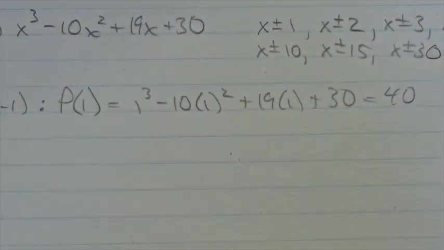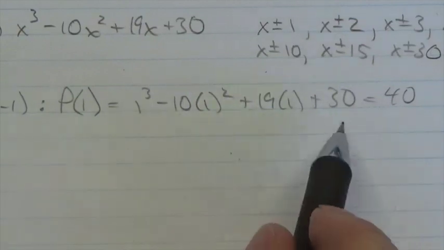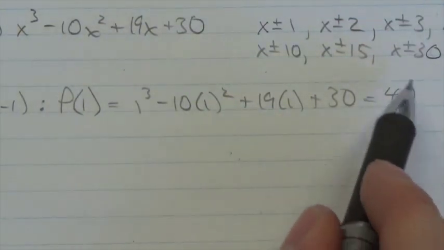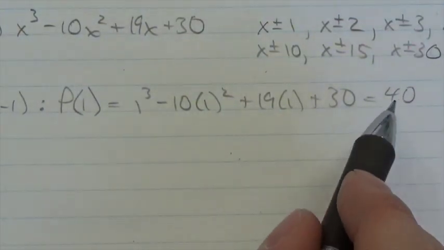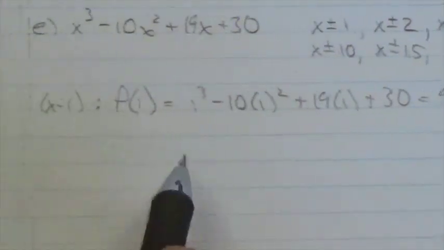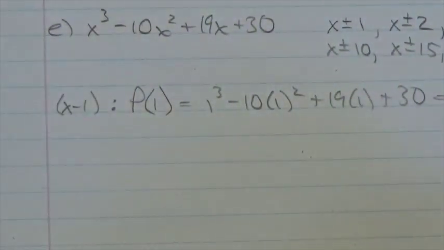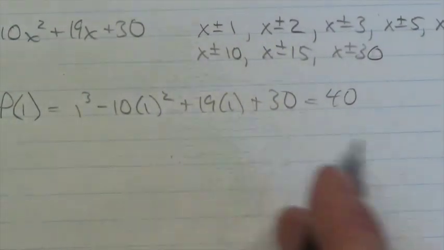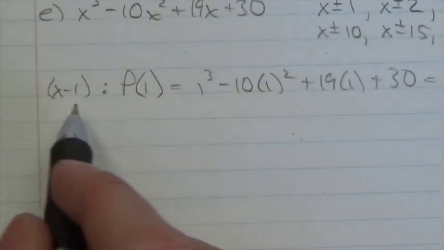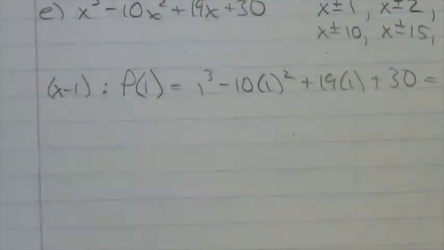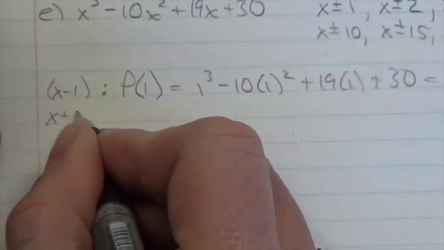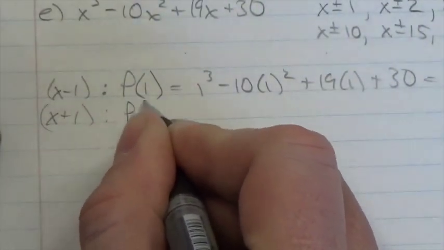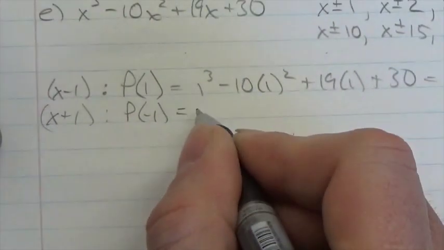Okay. Now think back and let's talk about what the significance of that is. That is therefore the remainder when that polynomial is divided by x minus 1. Okay, now because I'm getting 40 and not 0 as a remainder, I know that that's not a factor. So x minus 1 doesn't work. Let's try x plus 1. Which means I would substitute in negative 1.